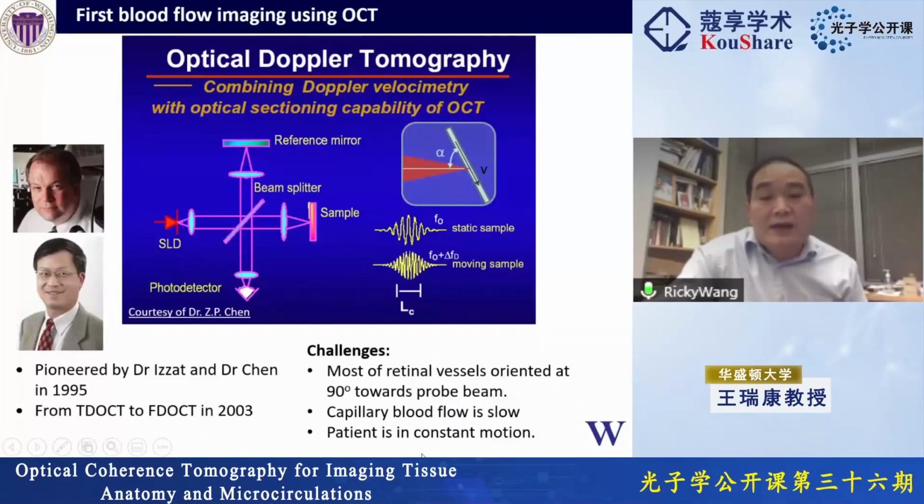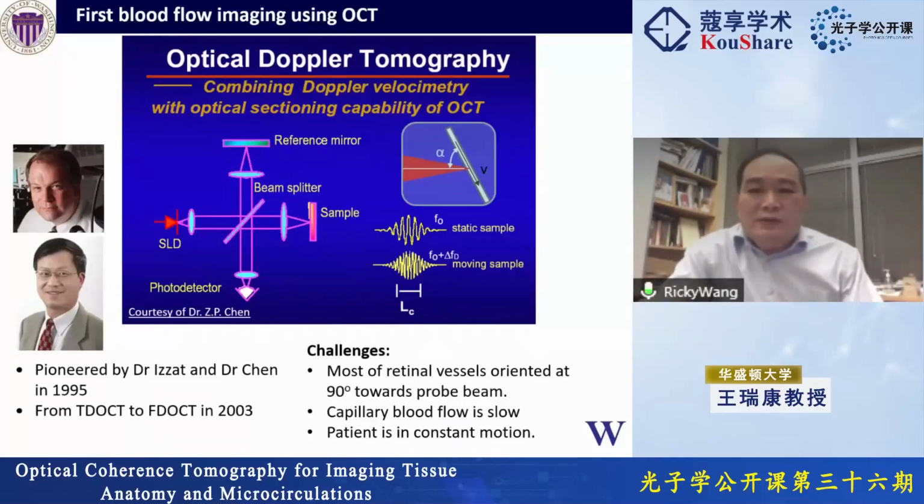And there is also another problem. This problem is that if you want to use OCT to look at a patient, the patient is in constant motion. That motion will make your measurement of the Doppler shift very difficult. Okay, so therefore, if you want to use OCT to look at blood vessel networks, you have to use a different approach other than the Doppler principle.